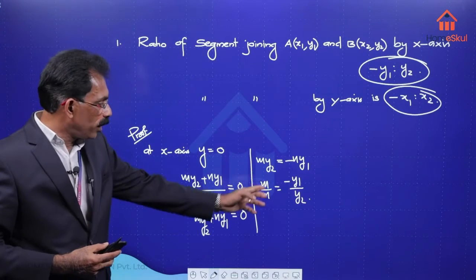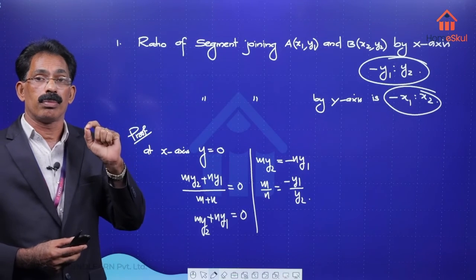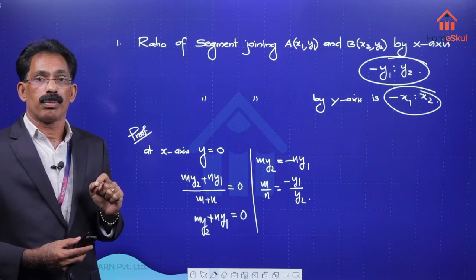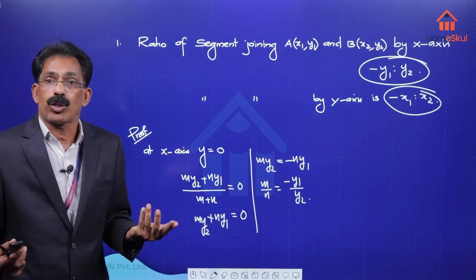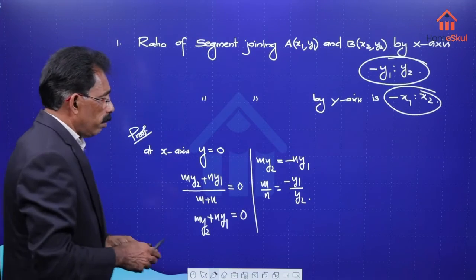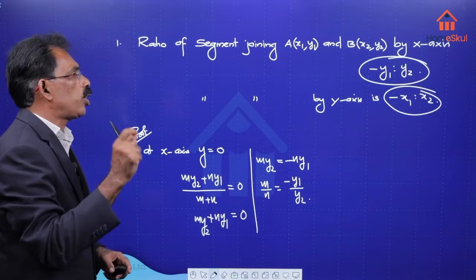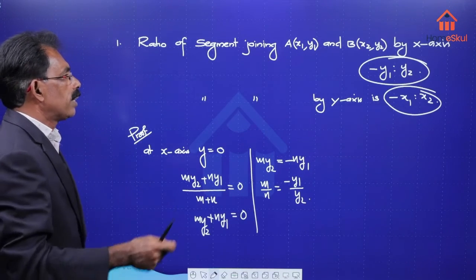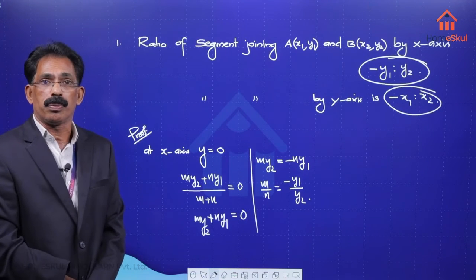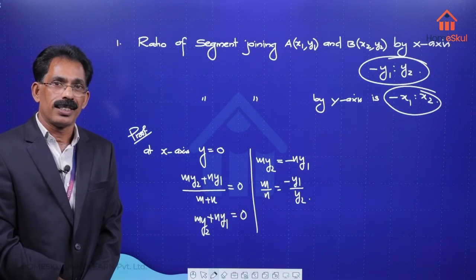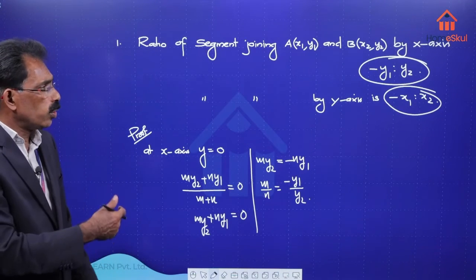m by n is the ratio, that is equal to minus y1 by y2, when divided by the x-axis. If it is divided by the y-axis, it is minus x1 divided by x2. Please learn these formulas by heart. If the segment is divided by the x-axis, the ratio is minus y1 is to y2. Divided by the y-axis, it is minus x1 is to x2. Okay, clear? And let's go to the next question.